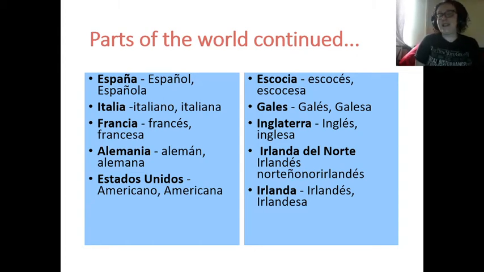If you're from Italia, or Italy, you would be either Italiano or Italiana. And also, take note of this as well, these are also the names for the language. So, Español is Spanish, as well as being a Spanish man. Although you wouldn't say Española, like I speak Española, you would literally just stick to the masculine form.